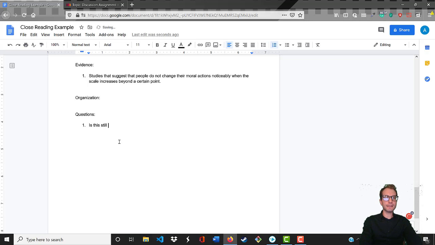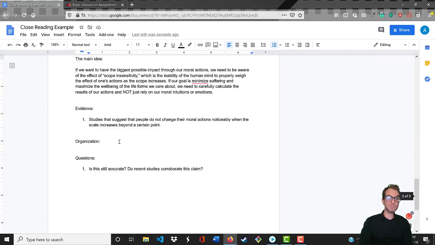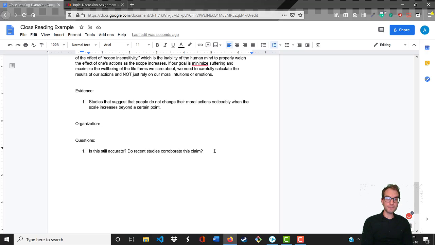Is this still accurate? The studies are old. Do recent studies corroborate this claim? The article's from 2007, I believe, so it's been a while. I wonder if anything's come up in the past 13 years that would contradict or complicate the situation that Yudkowsky is referring to. Do we still see evidence for scope insensitivity?